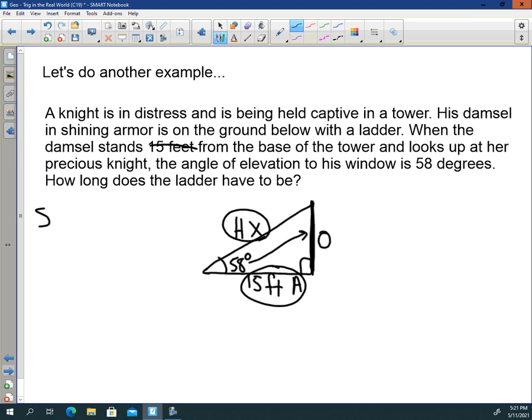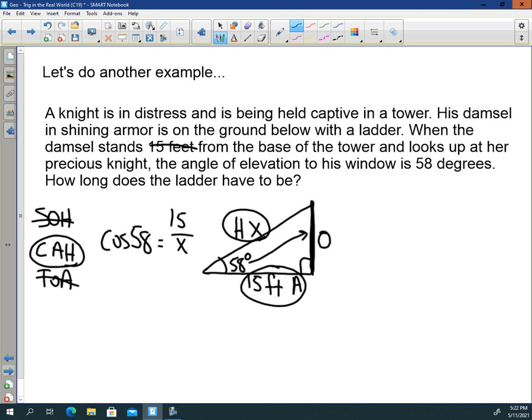And so it looks like we have the adjacent, and we want the hypotenuse. So we're going to choose between sine, cosine, and tangent, or SOH CAH TOA. We want the one that has the A and the H, because we have the adjacent and we want the hypotenuse. So it looks like we're going to choose the cosine. These two are not useful. So the cosine of the angle is the adjacent, 15, over the hypotenuse, x. And now let's solve from here.